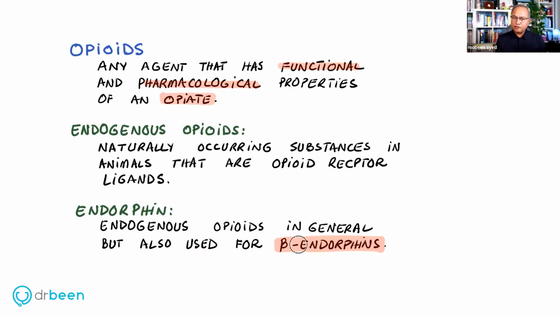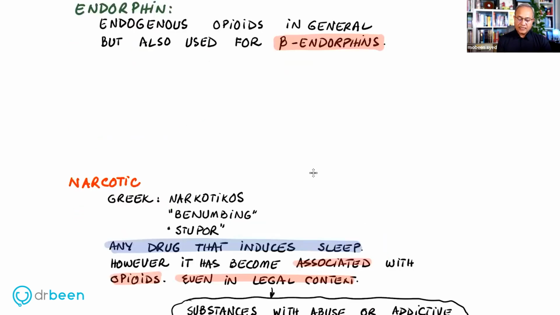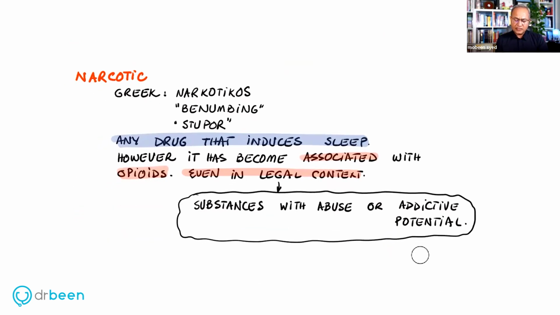So generally beta endorphins or endogenous opioids, although there are many types of them. Then is narcotic. Narcotic is an interesting term, originally a Greek term from narkotikos, which means anything that would cause benumbing or that would cause a person to become numb, or something that would cause stupor. That means there are broader substances that can participate in the narcotic category. This is why in legal terms, substances with abuse or addictive potentials are called narcotics.